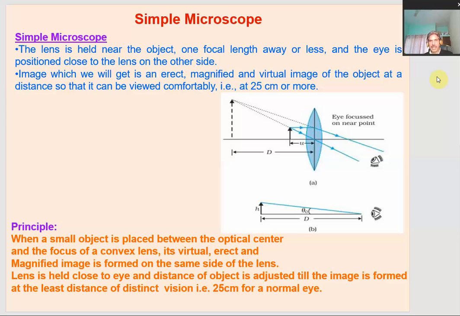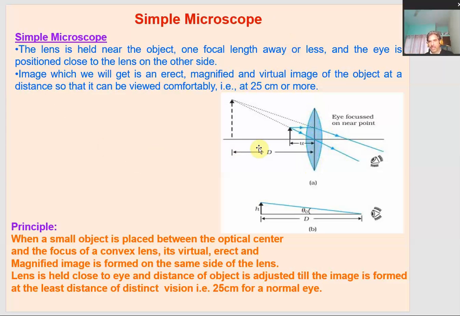In this case, the lens is held very near to the object, so near that the object to be seen lies either at the focus of the lens, or it lies closer than the focus, or we can say the focal length, and the eye is placed close to the lens of the simple microscope. Sometimes it is also called a magnifying glass, which you easily find in the open markets.